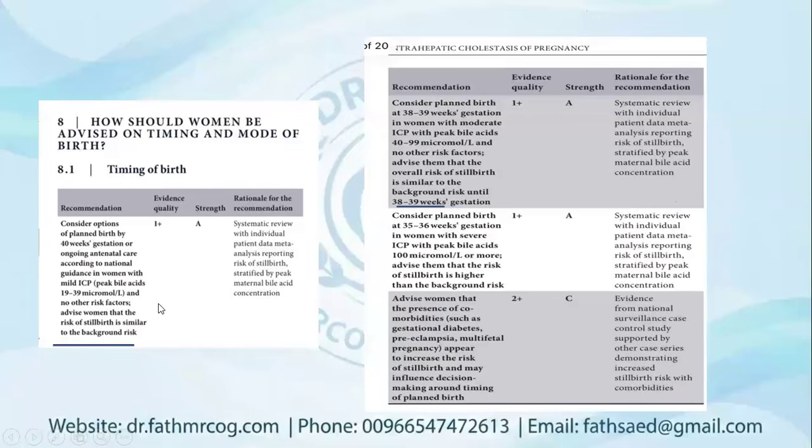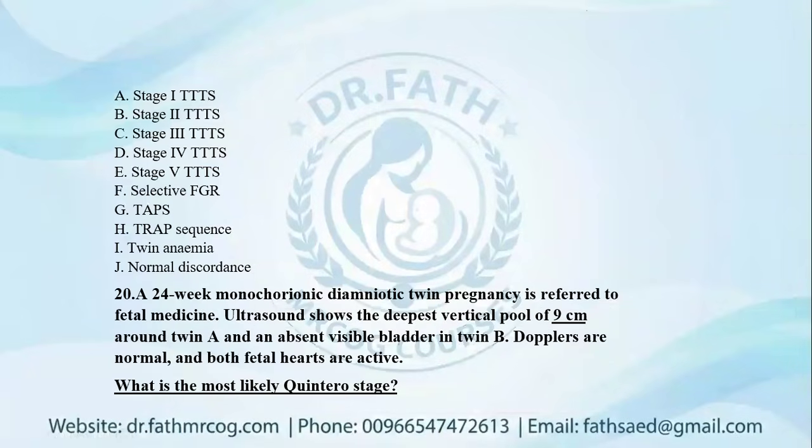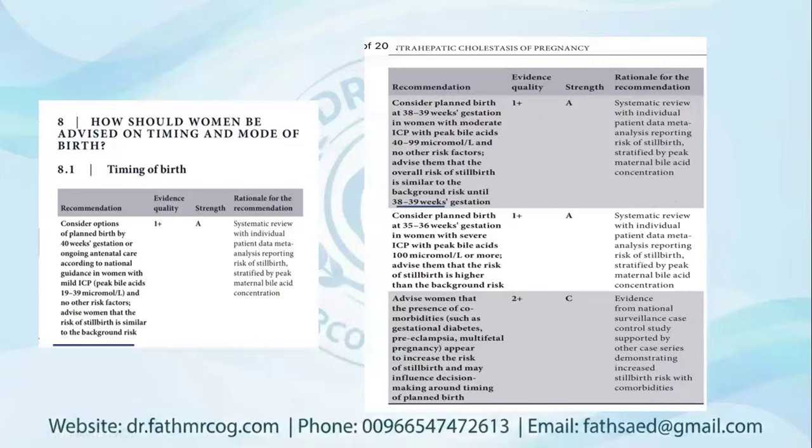Also, this slide is very important. You will revise it before you go because an exam question might come again, because they brought this in a previous exam. For the patient with bile acid 19 to 39, the risk is similar to the background risk, so you can deliver the patient at 40 weeks. This one can repeat again.